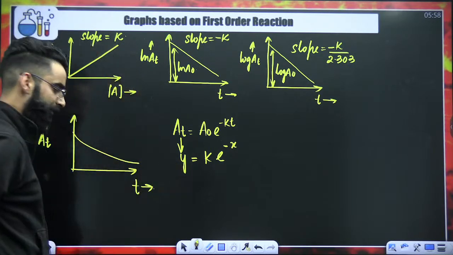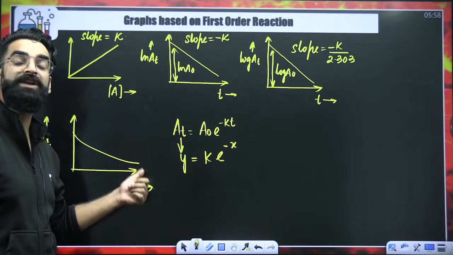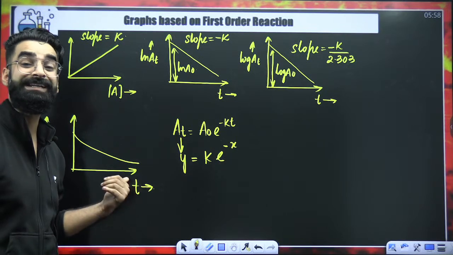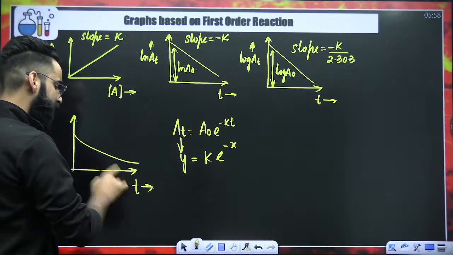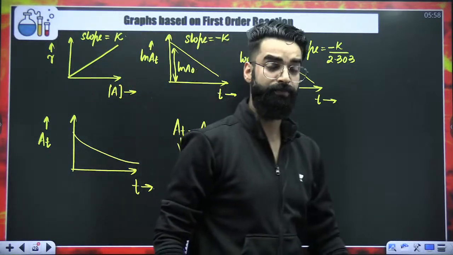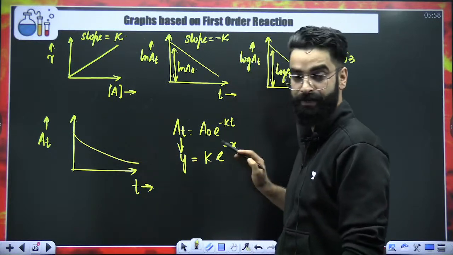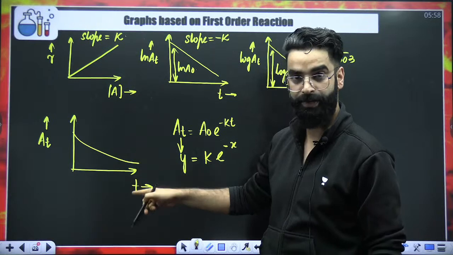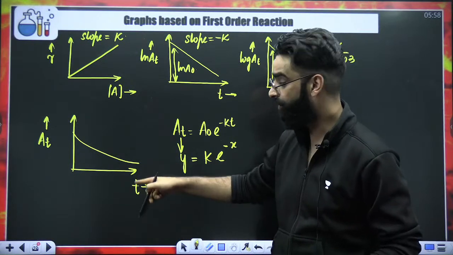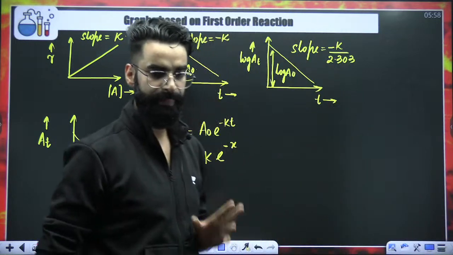Exponentially decreasing, right? And my dear students, this graph is not going to touch the x-axis. It is not going to touch the time axis. Why is that? There's a reason, which I'll tell you in some time. This is one more graph which you have to remember for the first order reaction. AT versus T. It's an exponentially decreasing curve, right? But do remember this particular graph, it's not going to touch the time axis over here. What is the logic behind that? There's a reason, which you'll get in some time.